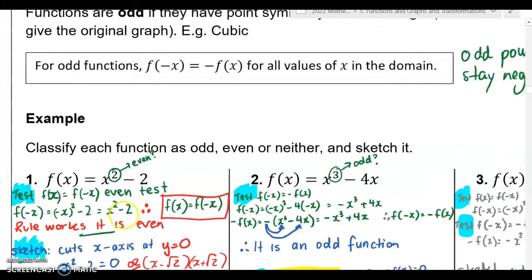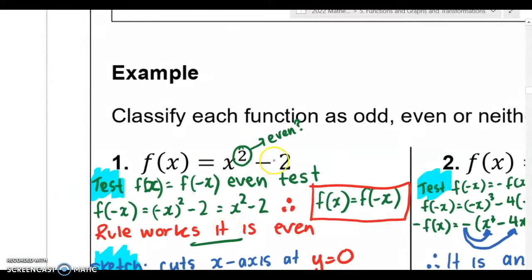So let's have a look at this first one. f of x equals x squared minus 2. Now what I've done is I've circled that 2 and put a little arrow there to say even, and I've got a question mark.